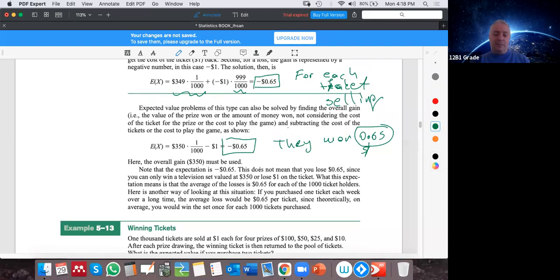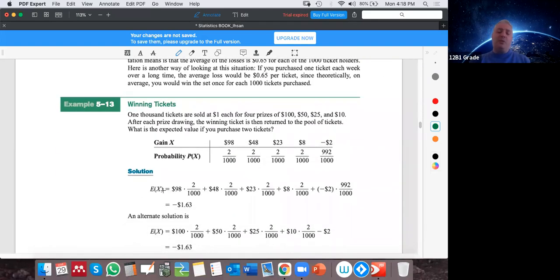$0.65. Now, if there were 2 tickets, what will it be? If you are buying 2 tickets and each is $1, the probability to win this prize is 2 over 1,000. If you remember, we studied this in class: you are putting the same ticket in the box, so the sample space is not changing. Still, you have 2 alternatives out of 1,000 to get this prize.